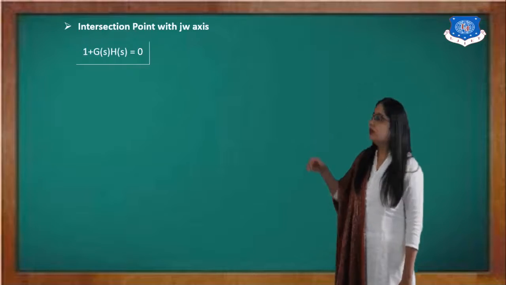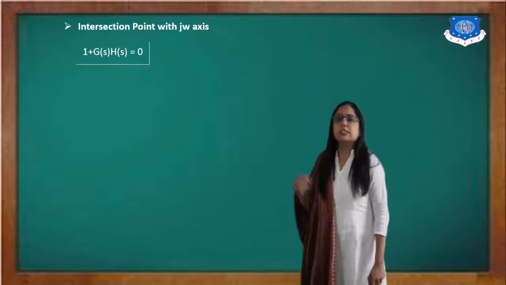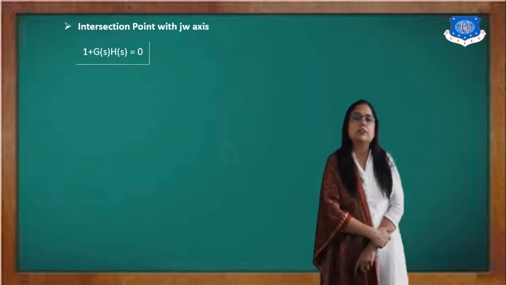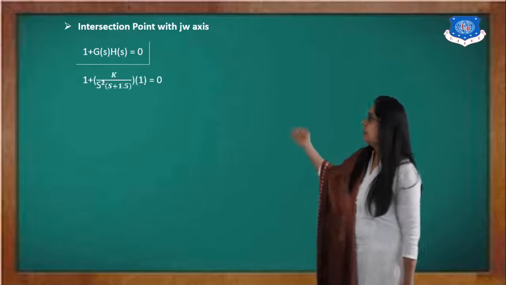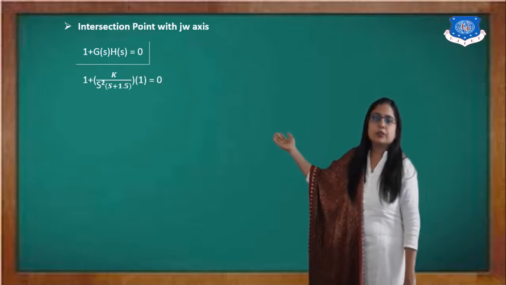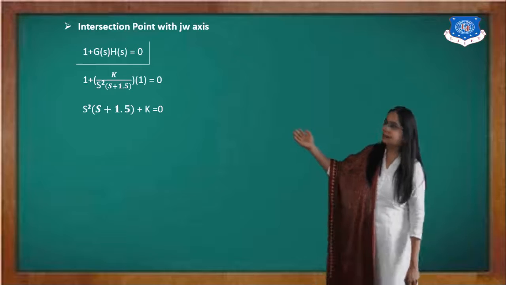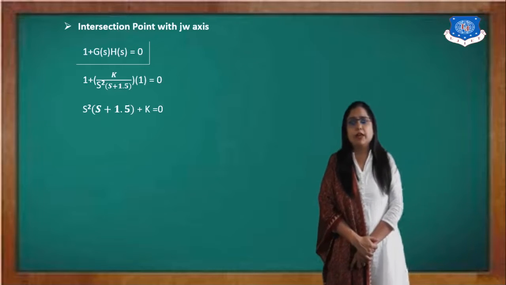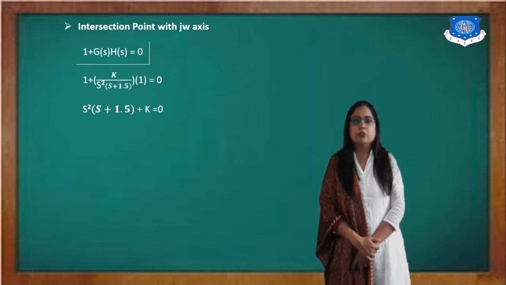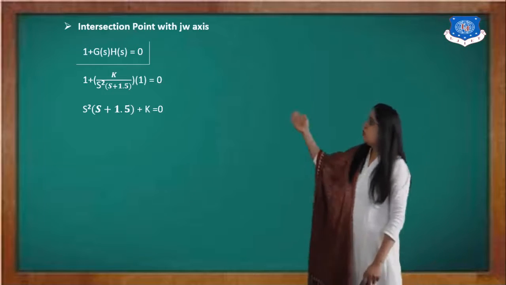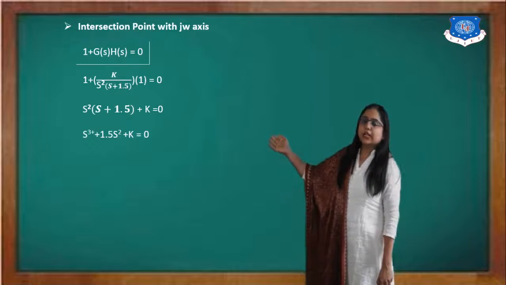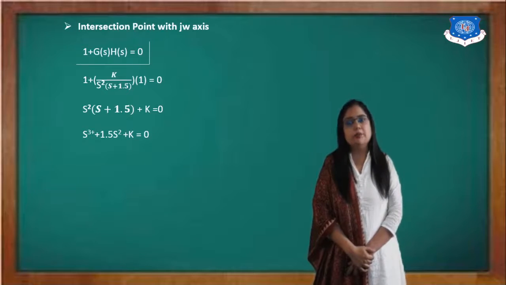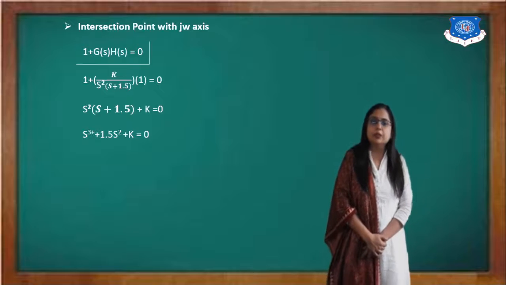And for that also, first of all, we require the characteristic equation. That is 1 plus G(s)H(s), that equal to what? It's 0. Now you just substitute this value and take the LCM. So here we will get s square into (s plus 1.5) plus K, that equal to 0. You just open this bracket. So that is s cube plus 1.5 s square plus K, that equal to 0.